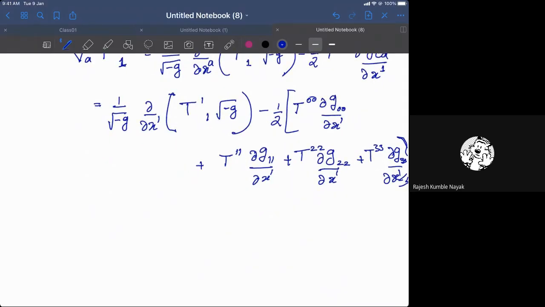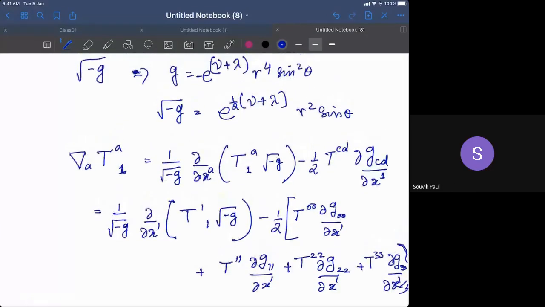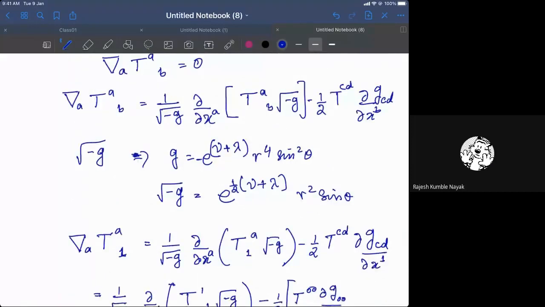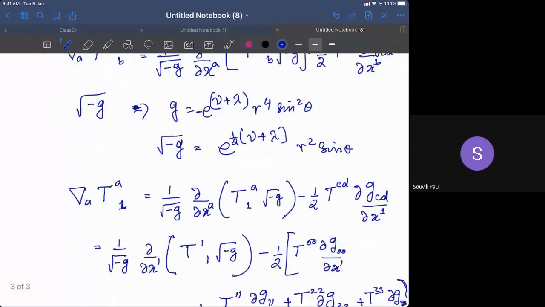So let's do it. The first expression, we need a little longer space, so let us write like this. Can you scroll up a little bit once? The first line of the divergence T^{a1}. This one? Yes, just a second. Further here. No, it's fine. Okay, thank you, sir.